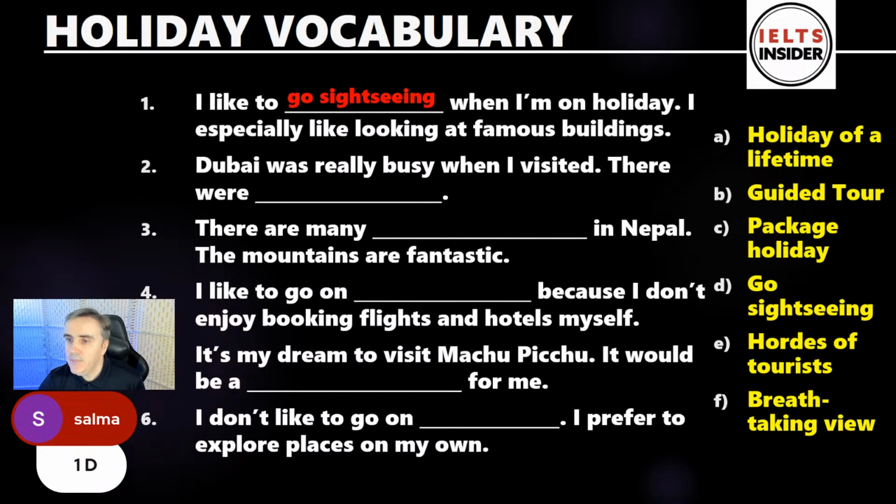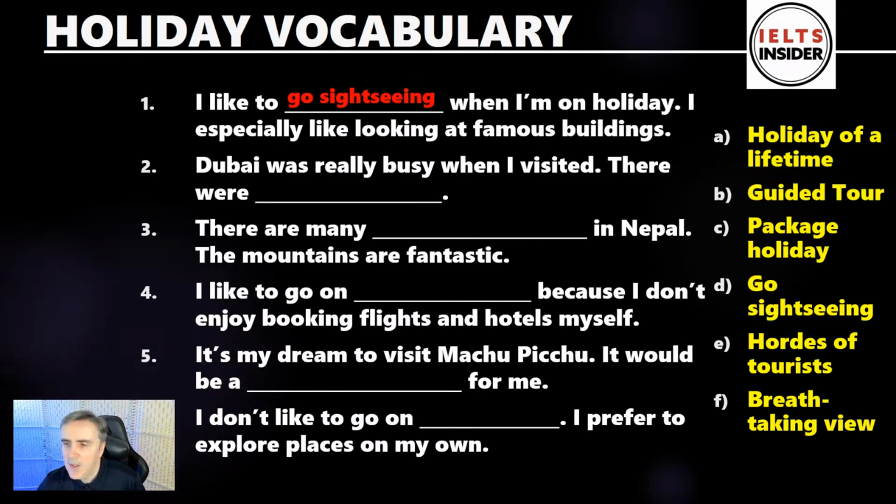So for number 2, Dubai was really busy when I visited. There were, so number 2, Sleepwalker said hordes of tourists, and Hendrik said breathtaking view, and Layla, breathtaking view. Okay, we're all getting breathtaking view coming in here. Salma's saying this as well. And Dewi. Well, I think that could be possible. I think that would work grammatically if we added an S to the end as well. But if we're thinking about the clue in the sentence, being really busy, lots and lots of people. So I think, was it Sleepwalker that said at the beginning?